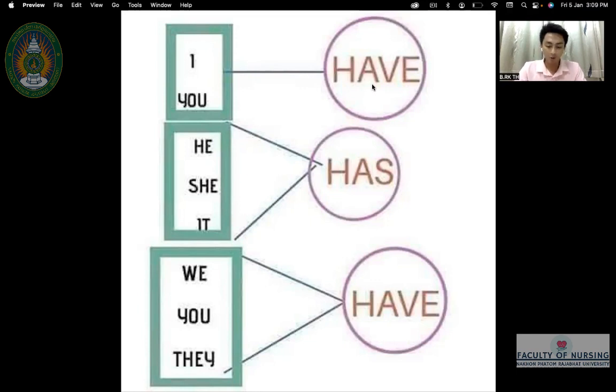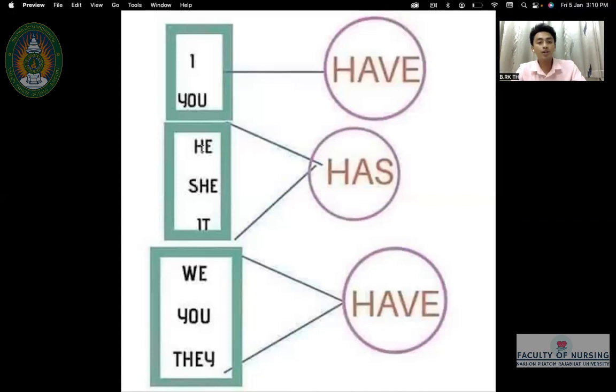Or you can say, I have a book. Or you can say, you have a book. And on the other hand, you can use the word has, which is like, she has a book or he has a book. So again, we use have for subjects like I, you, we, you, or they. And we use the word has for only he, she, and it. He, she, and it are singular pronouns or singular subjects. So again, we use the word has only if there's only one.